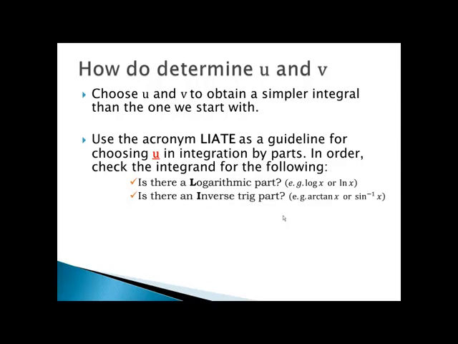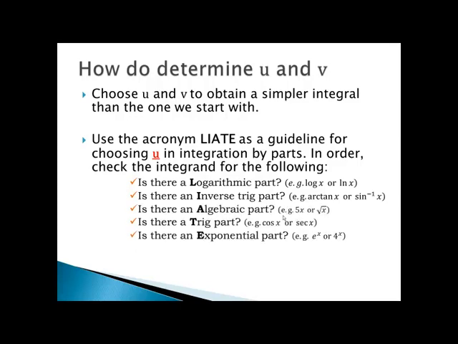If not, then check the integrand to see if there's an inverse trig function. If there is, let that be u. If not, check for an algebraic function, a trig function, or an exponential function. Use this as your guide for choosing u. Once you choose u following the acronym LIATE, then let dv be whatever is left over after u is chosen.